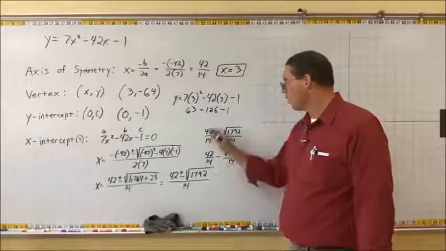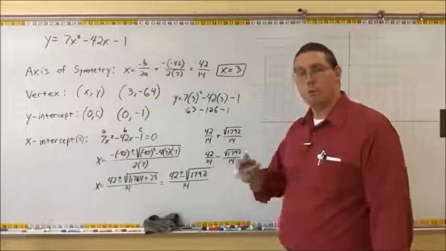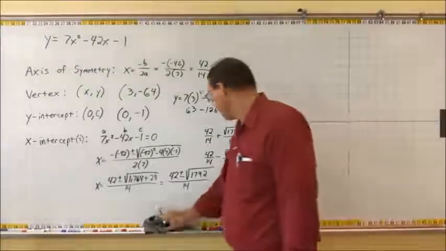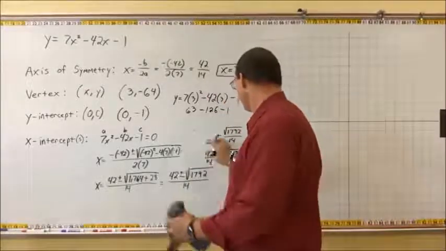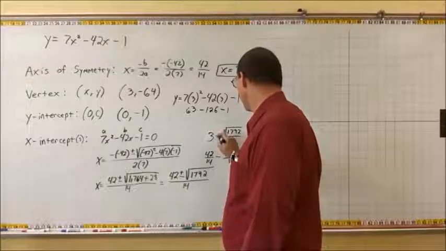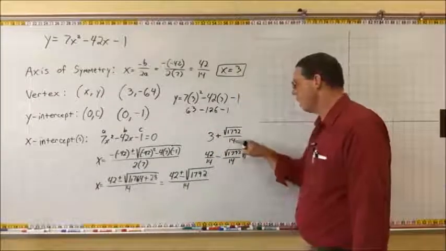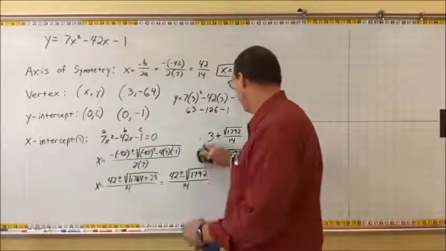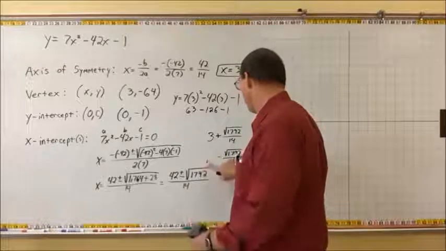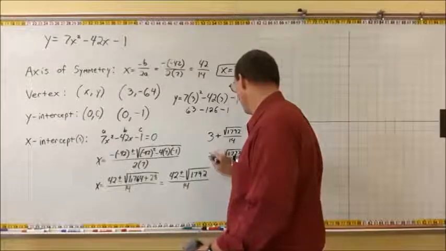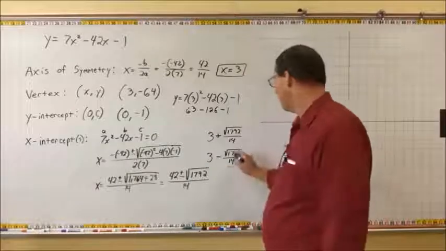Okay, now, what is 42 over 14? Well, 42 divided by 14 is 3. So I'm going to put a 3 here. So it's 3 plus the square root of 1792 over 14. And again, this one is going to be 3 minus. Now I want to show you something.